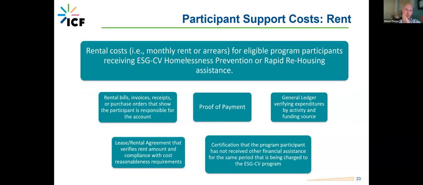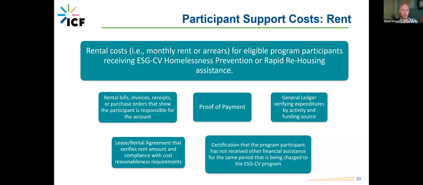Rent. So rent is a big one. How do you document rent? We're talking about the rental costs, which will be monthly rent or arrears, for eligible ESG program participants receiving assistance under homelessness prevention or rapid rehousing. So you're looking here for rental bills, invoices, receipts, or purchase orders that show that the participant is responsible for the account. I'm going to skip down to the one below it, the lease or rental agreement that verifies rent amount and compliance with rent reasonableness requirements.